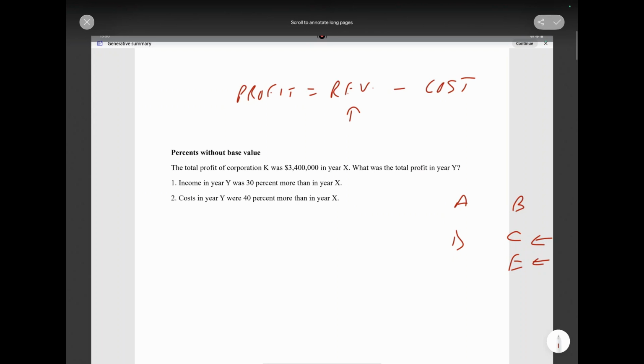And in this case, the answer will be E because you have no base value for income or cost given to you. Income can be $1 million, cost can be $10. Or income can be $1 million, cost can be $1 less than that. And the answer will change then. So percentages are of no use unless there is some base value also given to you in these value type questions where it's not a yes/no question.